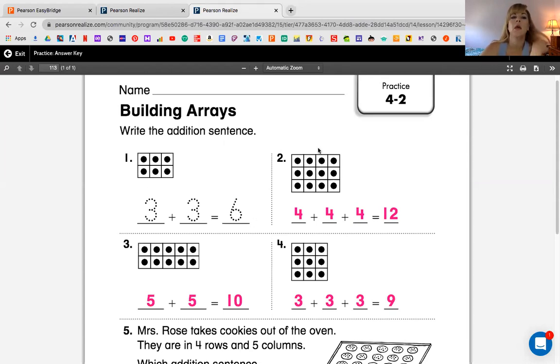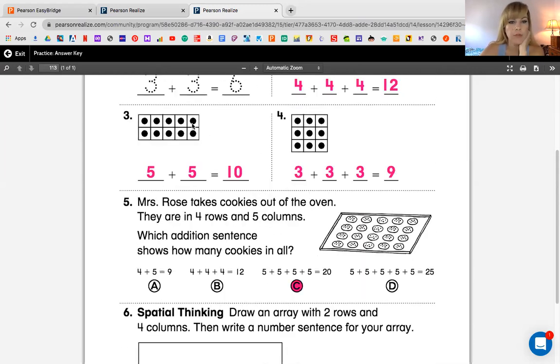Okay. This one I have 1, 2, 3 rows. That's why you're going to have these 3 lines right here, because there are 3 rows. Each row has 4 dots. So 4 plus 4 plus 4, and all together I have 12. So 4 plus 4 plus 4 equals 12.